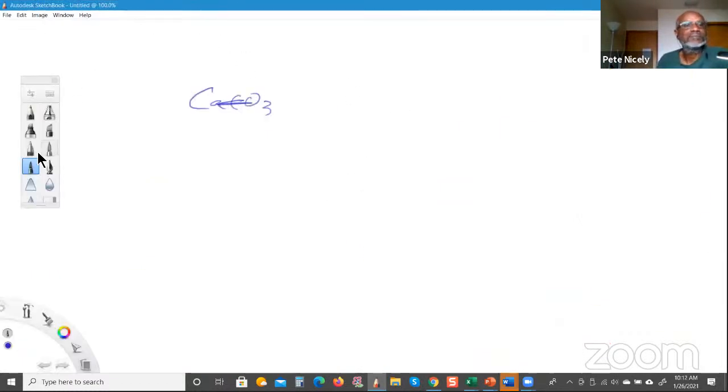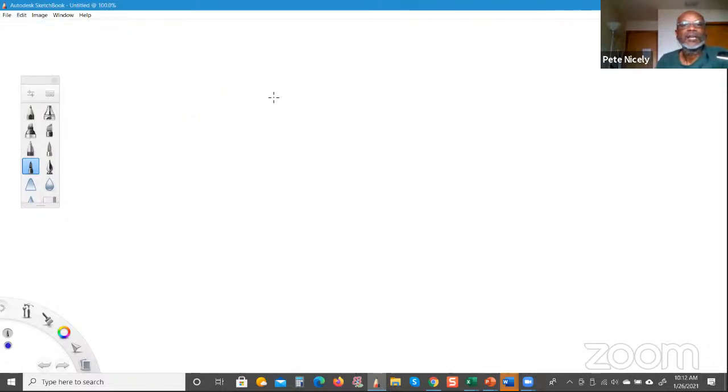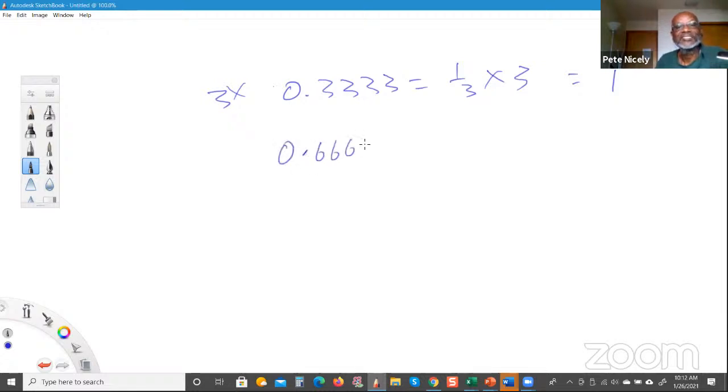So, if you have a recurring 3 after the decimal point, right? That is the same thing as 1 over 3, all right? So if you want to convert this into an integer, you multiply by 3, right? And that will give you, in this case, 1. Now, there are some other situations. For example, if you have a recurring 6 after the decimal point, that would be the same thing as 2 over 3. So in this case, you'll multiply by 3 again to convert it into an integer, which in this case would give you 2.